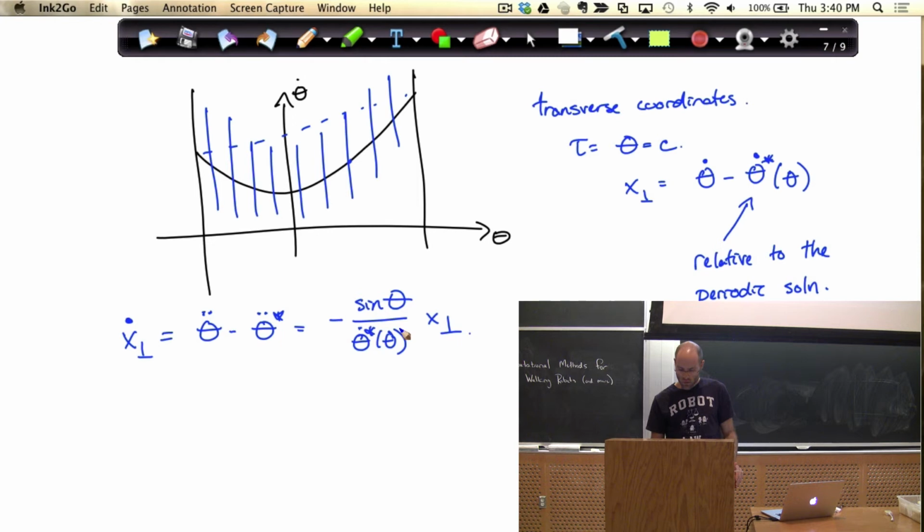So let's think a little bit about what that object means. Is the system stable? We know it's stable, but let's look at this as a linear system. This is literally a scalar in this case. It's two-dimensional, n is 2, so n minus 1 dimensional is 1. My transverse coordinates are 1-dimensional. This is x dot equals minus a scalar times x. The sign of that scalar is going to matter if I want to ask myself if it's stable. So what's the sign of this going to look like?